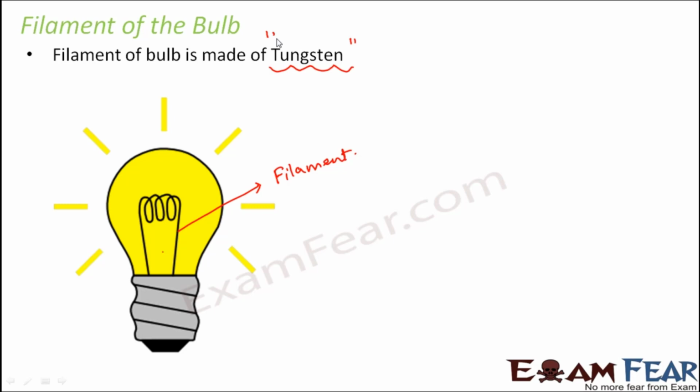And the speciality of tungsten is that it has a very high melting point. So because of this high melting point, when electric current flows through it, the current heats up this filament. Now since it has a very high melting point, it doesn't melt easily. Melting point means the temperature at which any substance starts melting. So even if we heat it to a very high temperature, it doesn't melt. It doesn't melt, but it starts glowing, it starts producing light, and that's how we receive light.